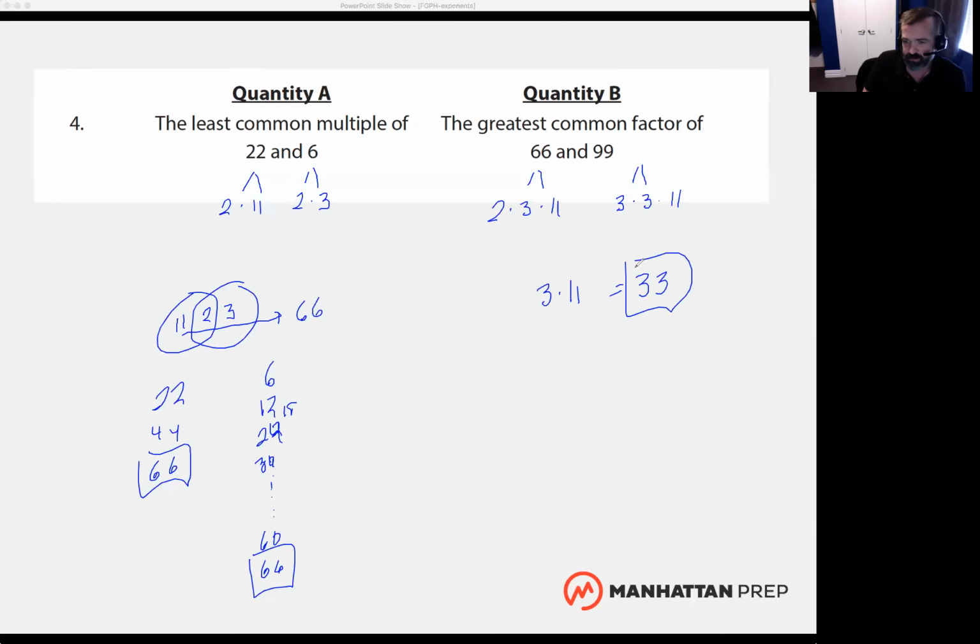All right, what column is bigger? A, B, C, or D? Cool. So A is greater, B is greater, C means they're equal, so A for A. Awesome. All right, so that's if you're being asked that.